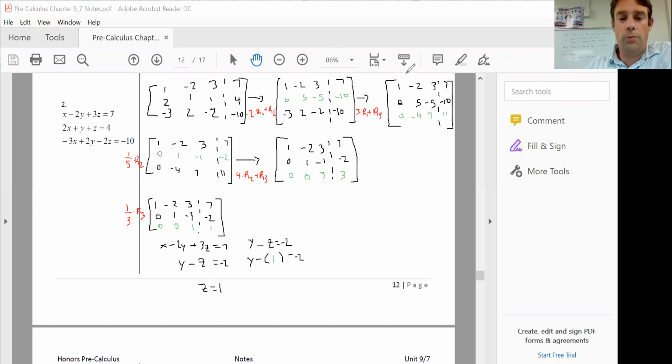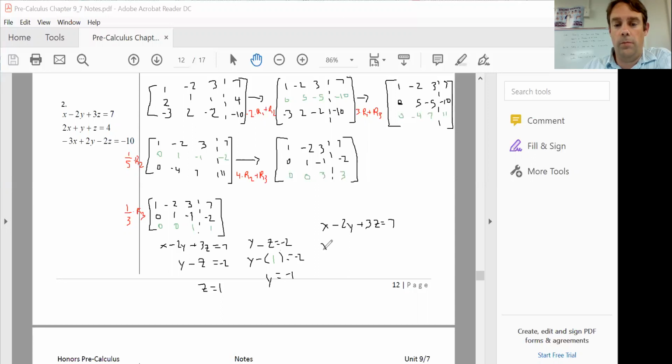So y minus 1, we plug it in there. We're going to add 1 now to both sides, and we end up with a negative 1. So y equals negative 1. And now we plug it into our last one, x minus 2y plus 3z equals 7.